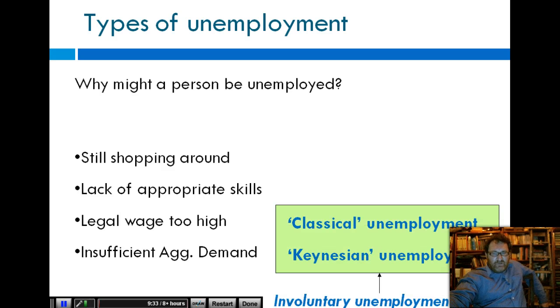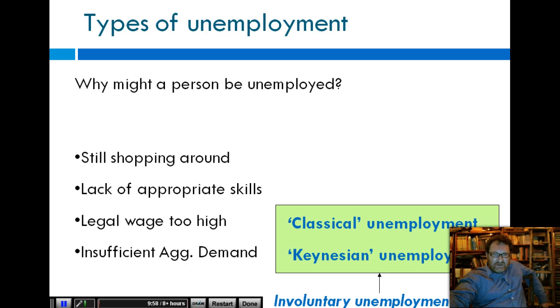These two types of unemployment combined together are called involuntary unemployment. They're involuntary because there's absolutely nothing you can do about them as an individual worker. If the legal wage is set too high by legislation, there's nothing you as a worker can do, legally anyway, to avoid being unemployed. You're simply priced out of the market by legislation.